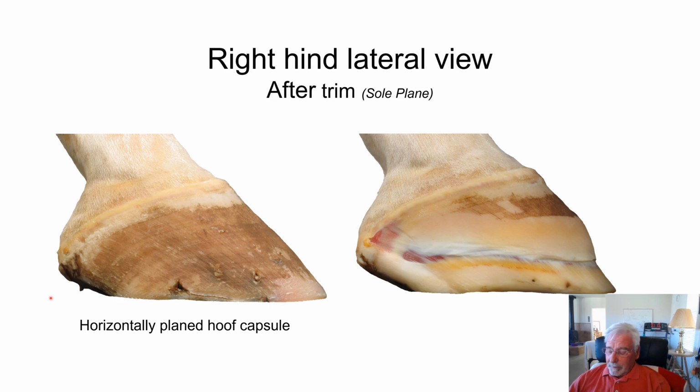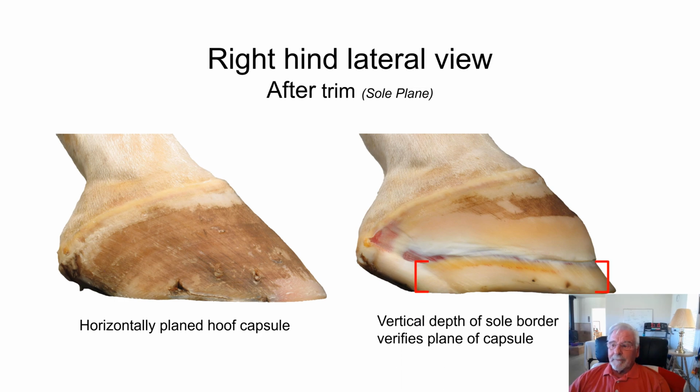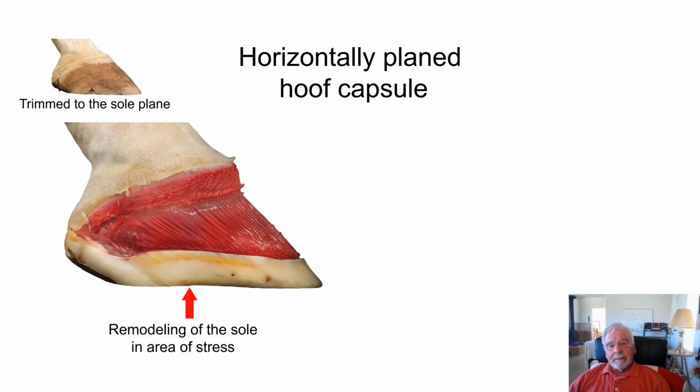If we go to our other foot over here, we can see that it's been trimmed to the sole plane. The sole is very uniform in its vertical depth, and so we have a horizontally planed hoof capsule. Here we have removed the hoof wall, and this is where it gets a little interesting because we want to know what's happening inside. What are these little exterior clues telling us? And we can see some very interesting things here.